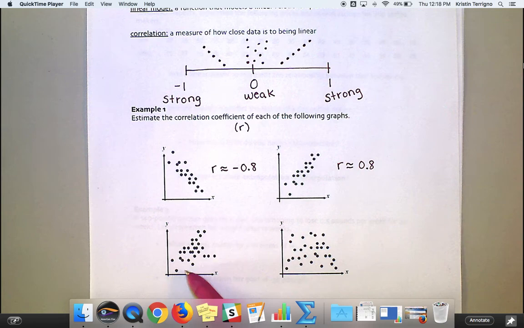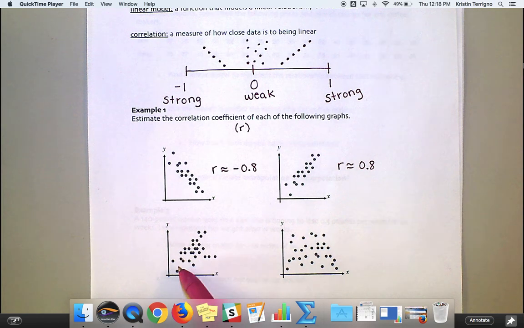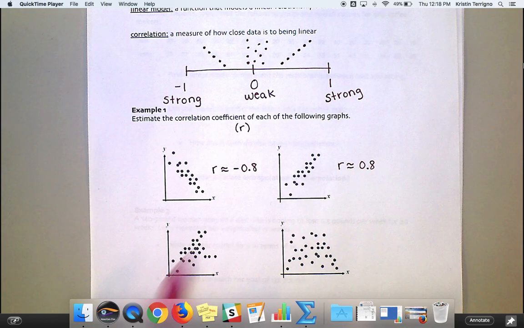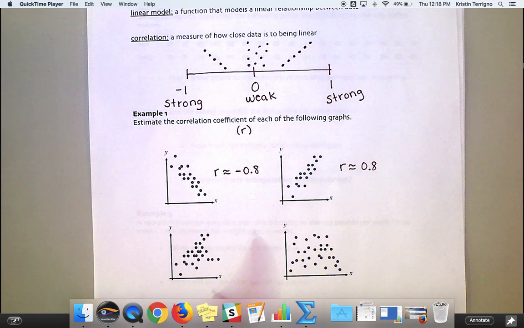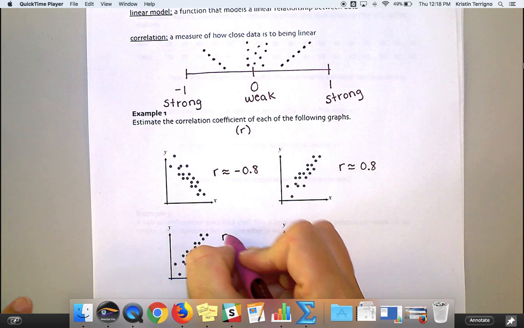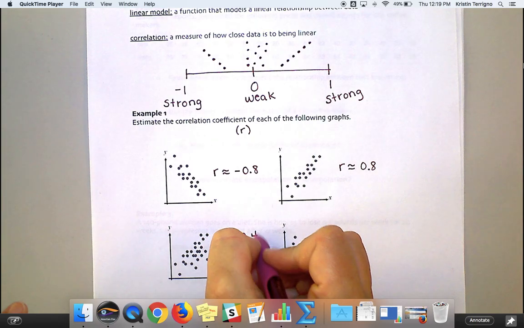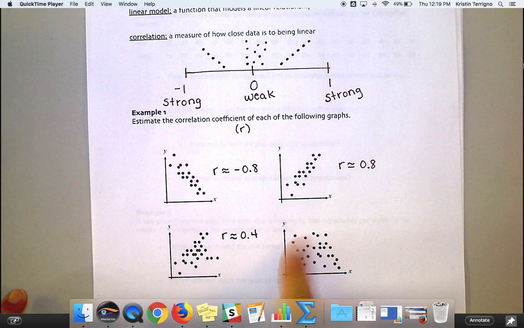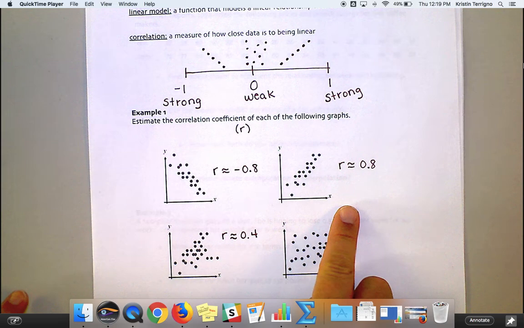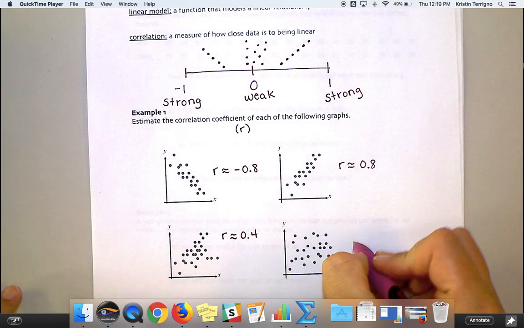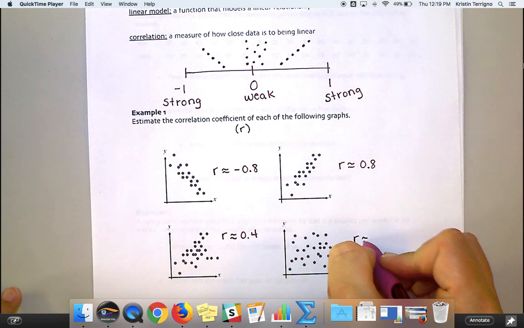So something like this one, you can definitely still see sort of a linear trend, right? You can see that the points are heading in that direction, but they're definitely more spread out than either of these up here. This might be, I don't know, a 0.4 or a 0.5, something like that. Okay. And then this one, I really can't even tell if the points are pointing upward or downward. I don't see any sort of line in there. And so this, I would say, is awfully close to 0.